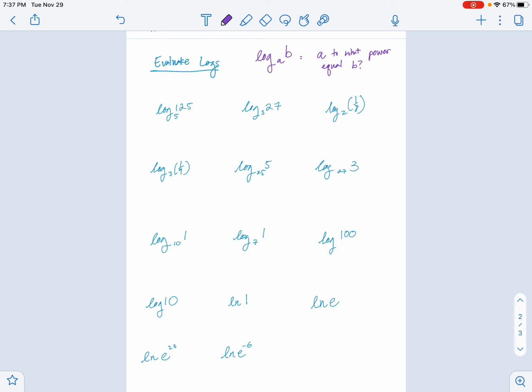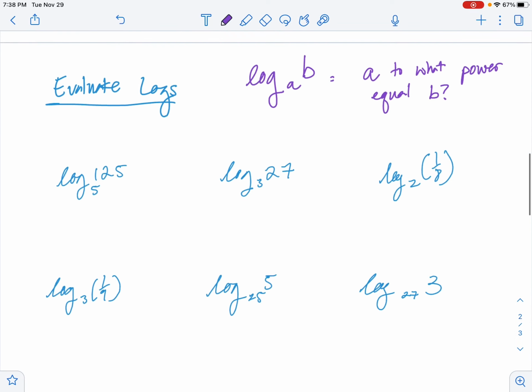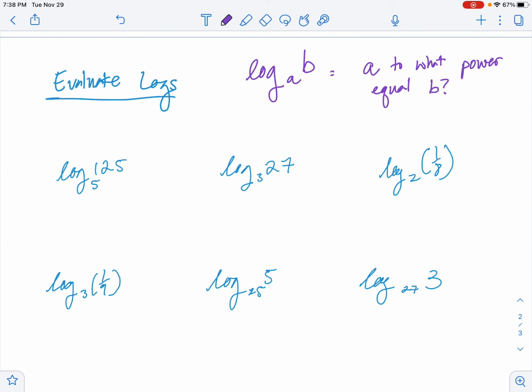So we're evaluating logs. We're going to use the ideas of inverses again to help us manipulate the problem a little bit to hopefully get the correct answer. So when we're evaluating, we're again just computing and finding a numerical value for what it represents.